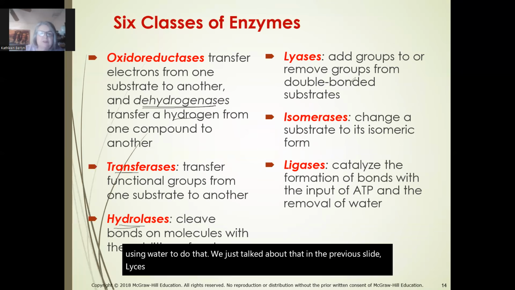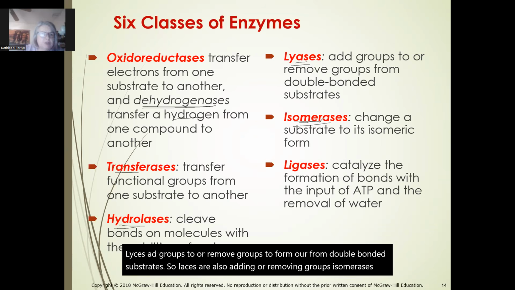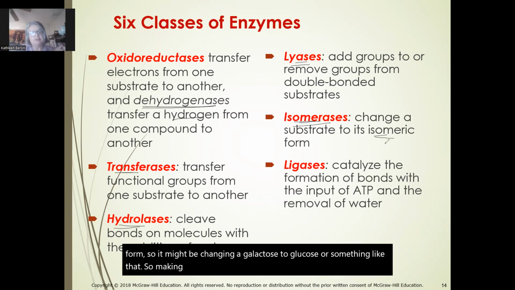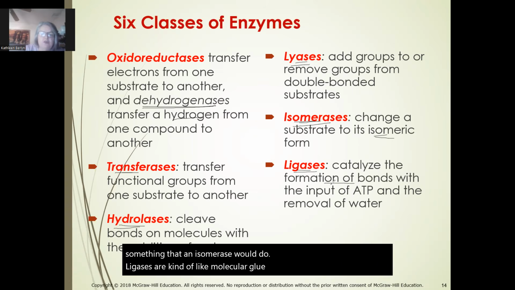Lyases add groups or remove groups to form or from double bonded substrates. So lyases are also adding or removing groups. Isomerases, do you remember what an isomer is? Remember, isomer is the same chemical formula, but a different structure. Isomerases are actually changing a substrate to its isomeric form. So it might be changing a galactose to a glucose or something like that. So making that switch in how those bonds are arranged is something that an isomerase would do. Ligases are kind of like molecular glue, and they form bonds using ATP, and of course, result in the removal of water when those reactions occur.